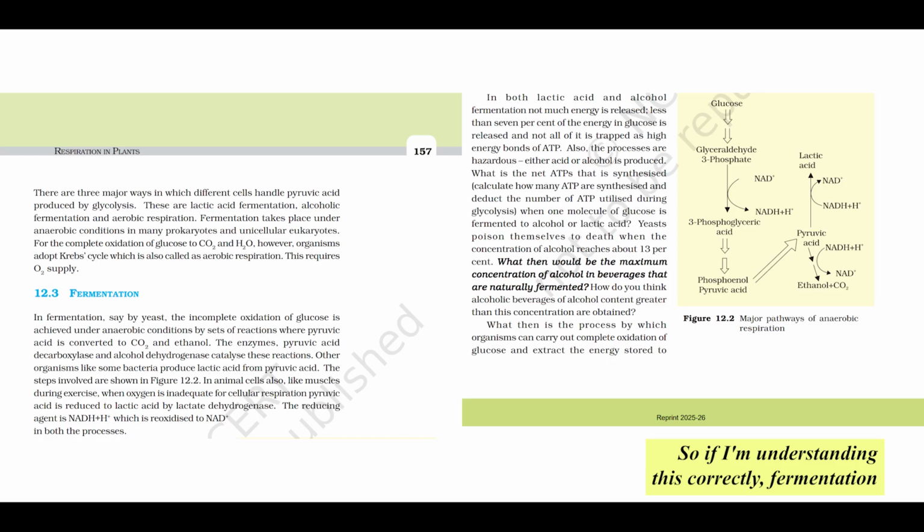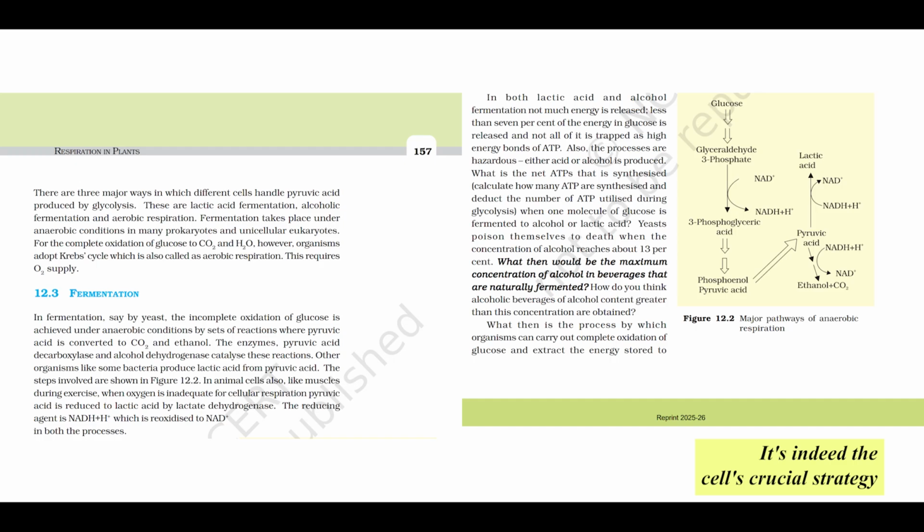So if I'm understanding this correctly, fermentation is like the cell's crucial plan B, or backup strategy. When oxygen, the preferred fuel for maximum energy, isn't around, fermentation is a way for the cell to keep generating at least some energy, even if it's not ideal, just to survive and keep glycolysis going. Precisely. You've captured the essence perfectly.